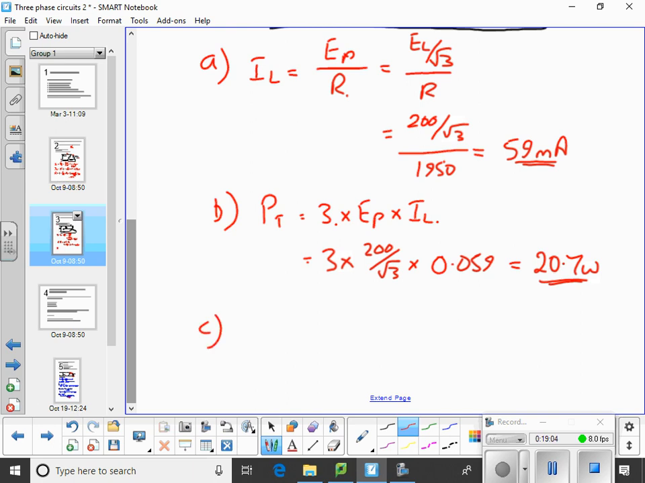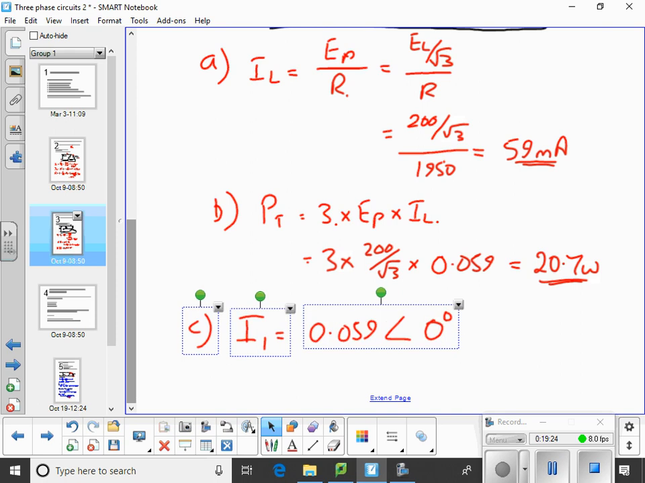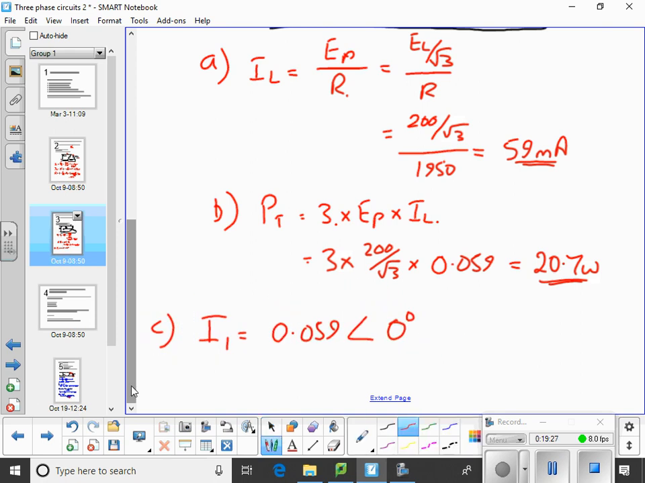So, this thing about the current in the neutral. I1 is equal to 0.059 angle 0 degrees. I'm assuming this is what you've done. So we want to convert that to rectangular. They're all going to be milliamps, so I'm going to change that actually. We'll put that as 59 milliamps. So that's 59 plus j.